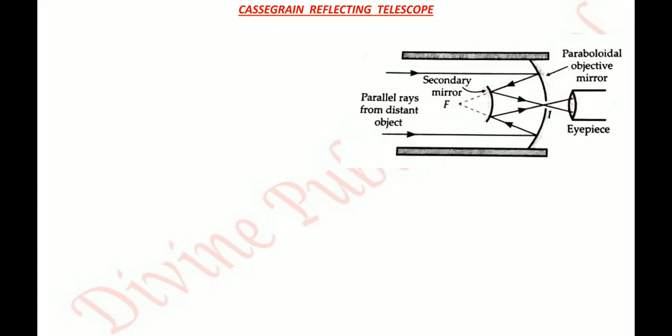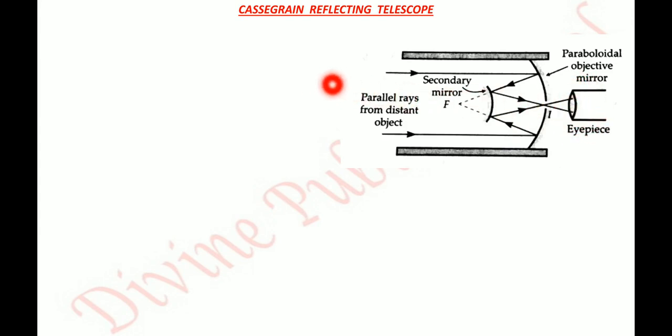The next type is the Cassegrain reflecting telescope. Now how does this look? It looks like this. What is the difference? In place of the plane mirror, we now use a convex mirror, and there is a hole in the concave mirror, and behind that hole the eyepiece is placed. Okay, so how does it work?